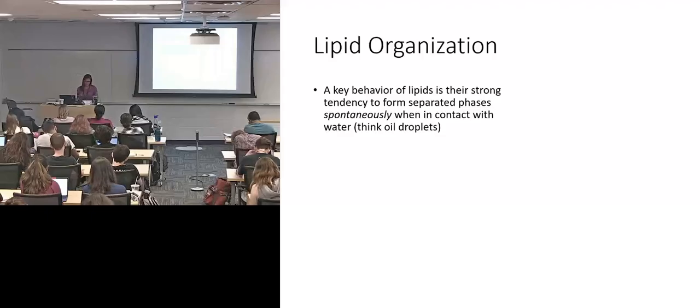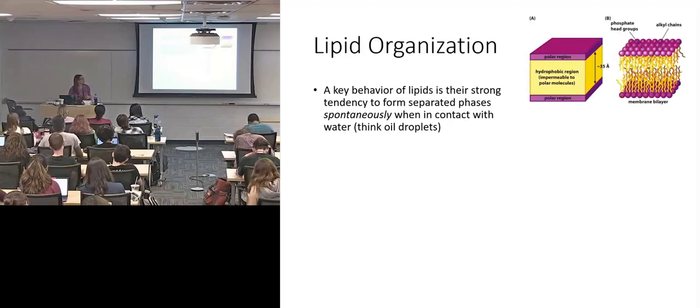Organization. So this is why I care a little bit more about the interactions that have this larger scale organization. A key behavior of lipids is their strong tendency to form separated phases spontaneously when in contact with water. So in a bilayer, we'll have a polar region, and a hydrophobic region in between. For a cellular bilayer, we're typically looking at about 35 angstroms as the distance. This is the length of these two interacting chains.